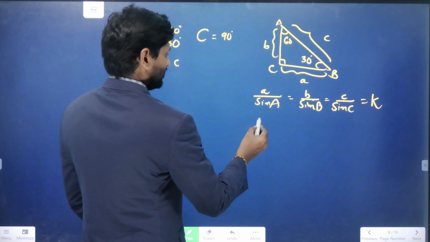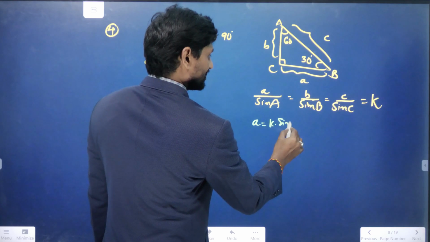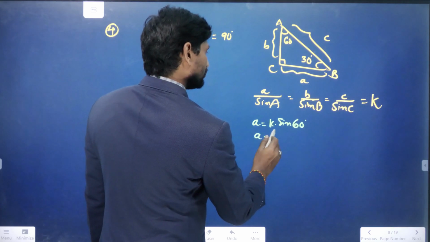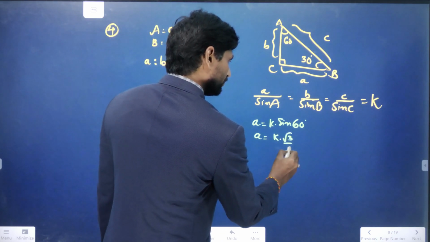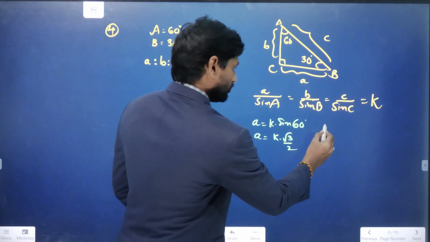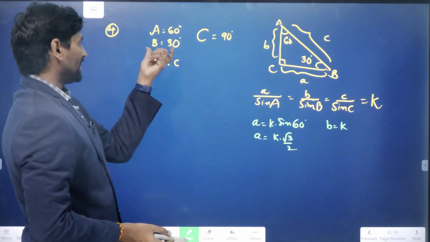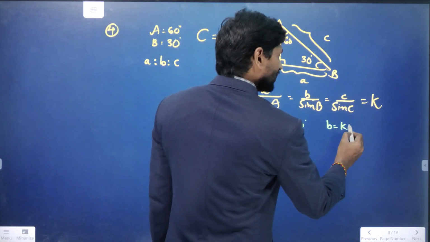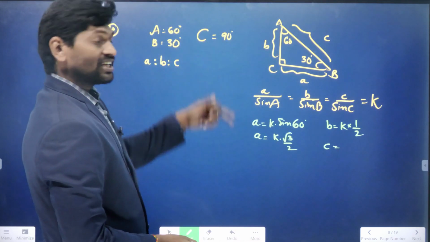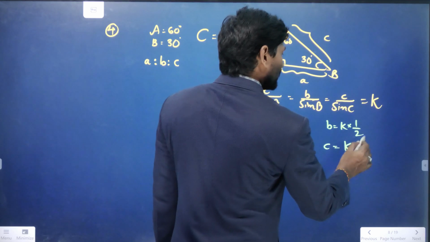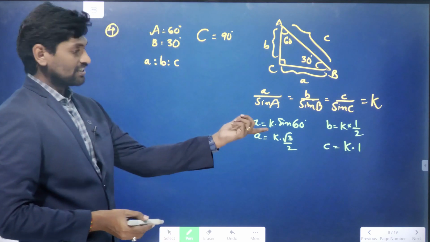Now according to this, a is equal to k into sine A. Sine A is sine 60 degrees. What is sine 60 degrees? It is root 3 by 2. So a is k into root 3 by 2. Similarly, b is equal to k into sine 30 degrees. Sine 30 degrees is 1 by 2. Similarly c is k into sine 90 degrees, and sine 90 degrees is 1.